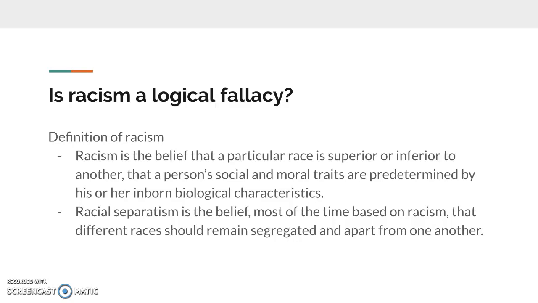This is how they say it. Racism is a belief that a particular race is superior or inferior to another, and that a person's social and moral traits are predetermined by his or her inborn biological characteristics. And they say racial separatism is the belief, most of the time based on racism, that different races should remain segregated and apart from one another. So this is how the ADL defines racism. You can look it up in the dictionary. The dictionary definition was just a little bit more stiff and awkward. I like the way this one flowed, but it basically says the same thing.